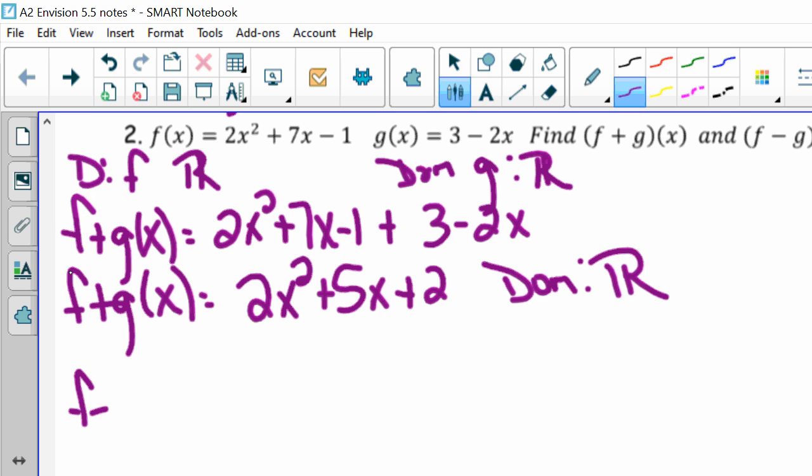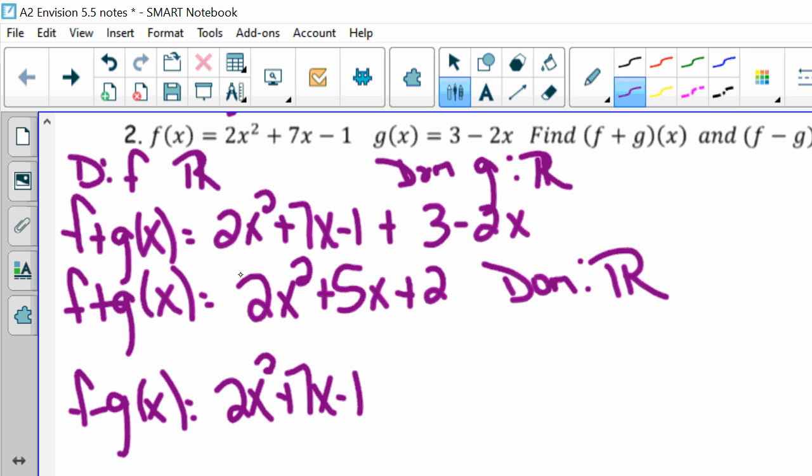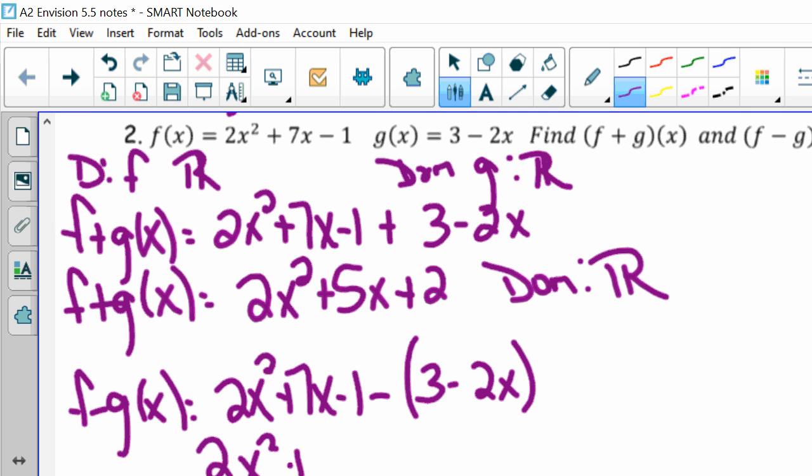Now let's do f minus g of x. Again, I start out with f, 2x squared plus 7x minus 1, minus all of g, so I put g in parentheses again. Distribute that subtraction sign, so I get minus 3 plus 2x. Combine like terms and put in standard form. So I have 2x squared plus 9x minus 4. The domain, again, this is a parabola. I can put any number I want in for that.